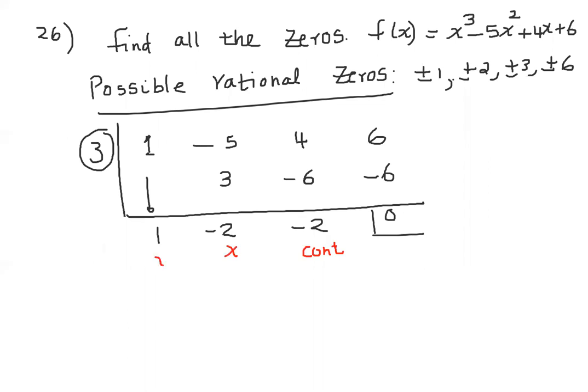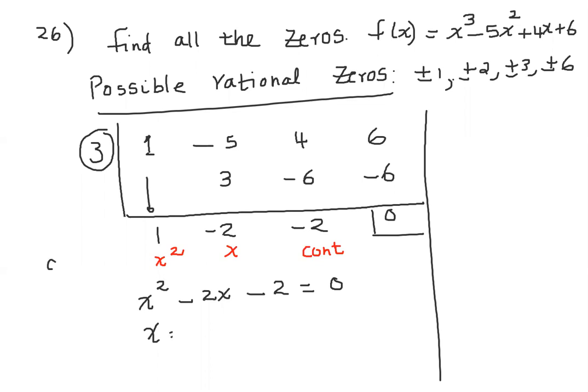I'm going to factor x squared minus 2x minus 2 equal to 0. So there are no factors of 2 that add up to -2. So I'm going to use the quadratic formula. You can always use the quadratic formula. So a is 1, b is -2. The safest and easiest way to solve any quadratic function is using the quadratic formula.